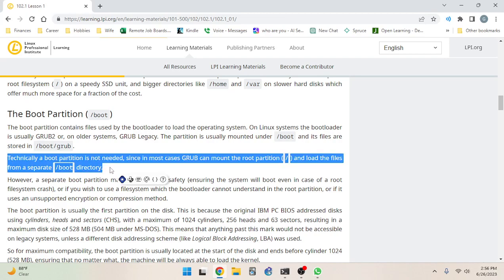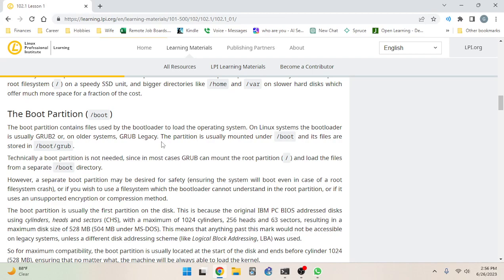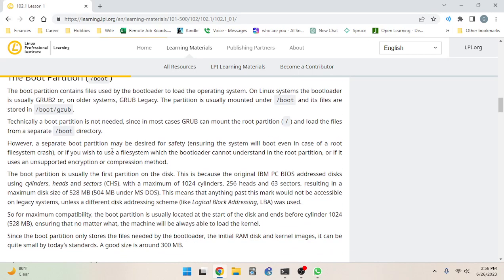Technically, a boot partition is not needed, since in most cases grub can mount the root partition / and load the files from a separate /boot directory. However, a separate boot partition may be desired for safety, ensuring the system will boot even in case of a root file system crash, or if you choose to use a file system which the bootloader cannot understand in the root partition, or if it uses an unsupported encryption or compression method.